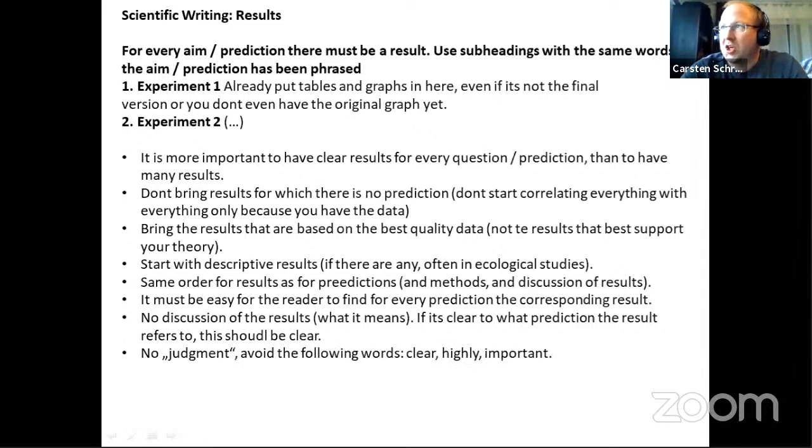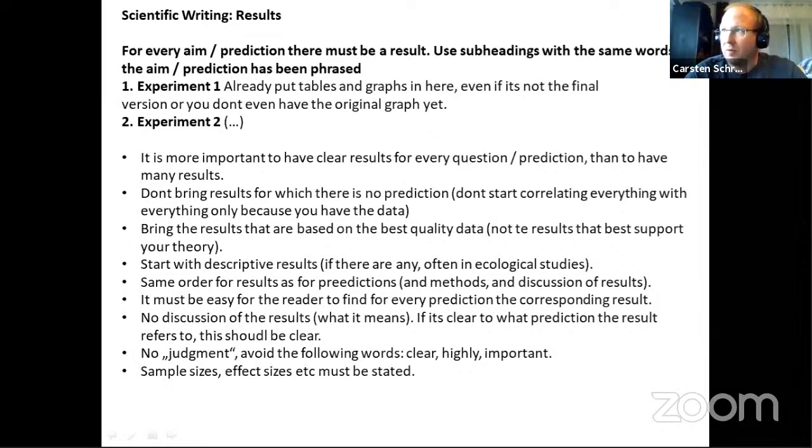Further, don't use judgmental words like saying this is highly significant, or this is a very important result, or this is a very clear correlation. The reader can judge this by herself. If the reader thinks a correlation of 0.89 is a strong correlation or not, the reader can judge this by himself. Don't tell them what they should think about your results, because this again is a kind of discussion which you can bring in later in the discussion, but not here in the results section. So you don't put any judgmental terms in here.